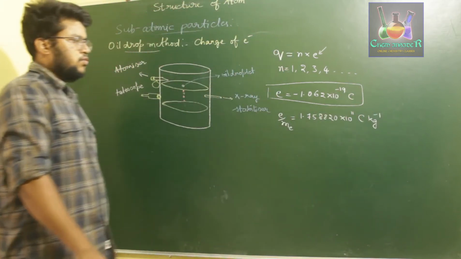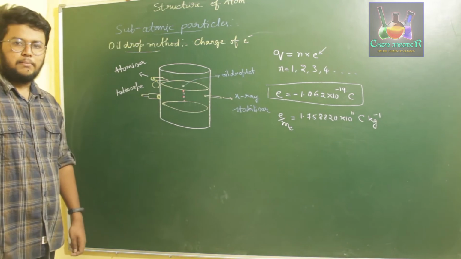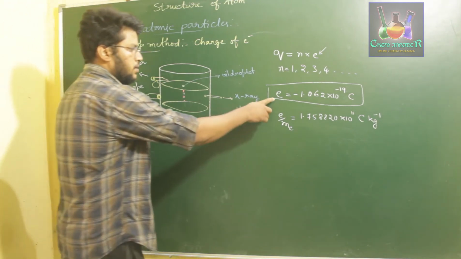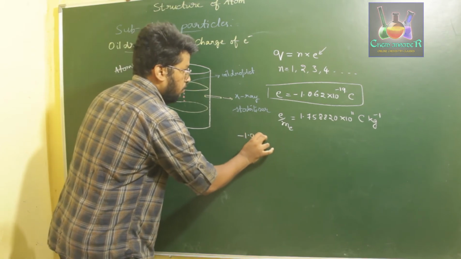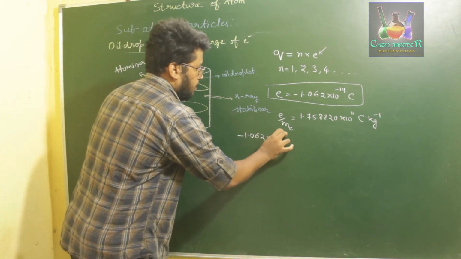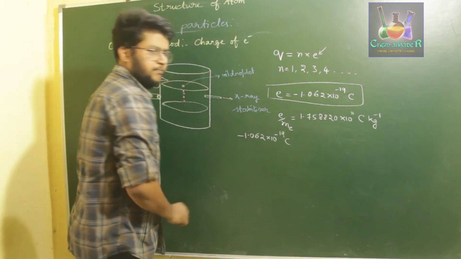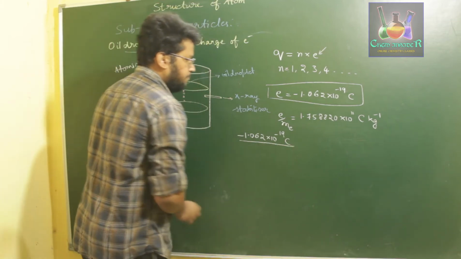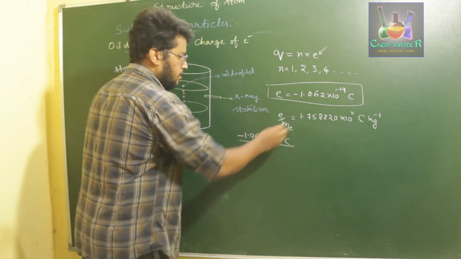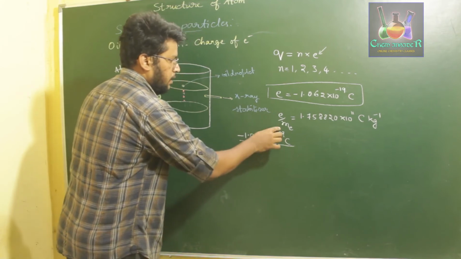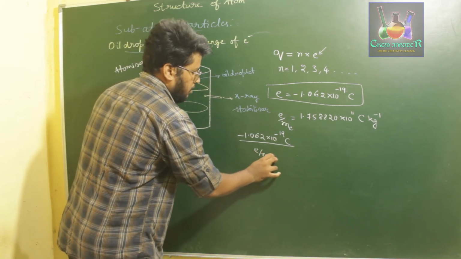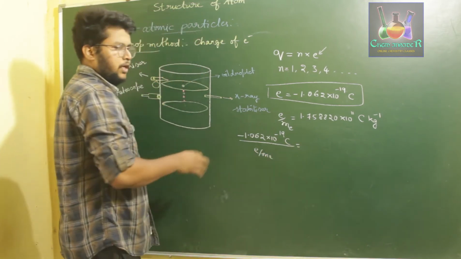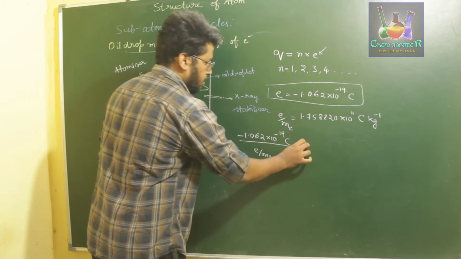So using these 2 values, we can determine the mass of our electron. Substitute the value of e here, that gives us minus 1.062 into 10 to the power minus 19 coulombs divided by mass, that is the e by m ratio. We are taking this e by m ratio, e by me, that is nothing but dividing both numerator and denominator by me. We take the me on the other side.